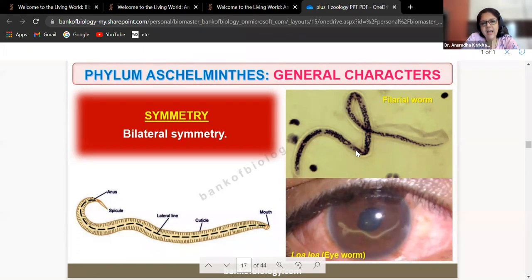How does it reach the eye? It's going to be present within the entire blood system, and it reaches all the organs. And wherever, you know, it can reach the eye, it can come out through the ears, nose, mouth. Okay.